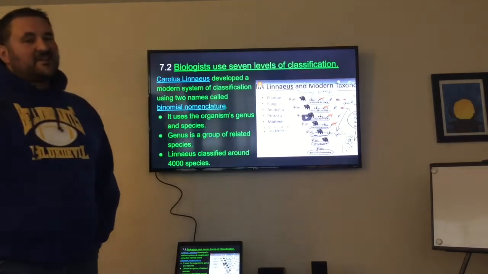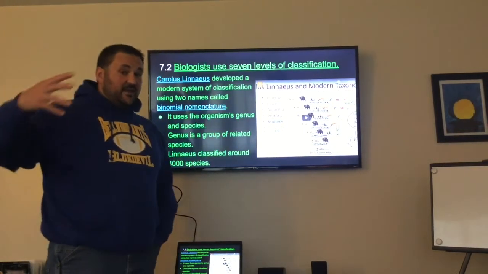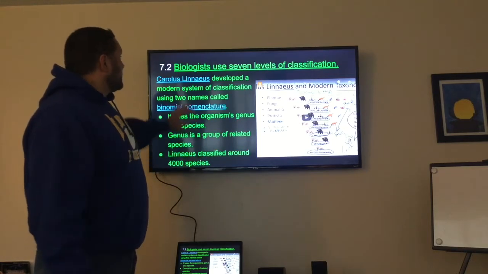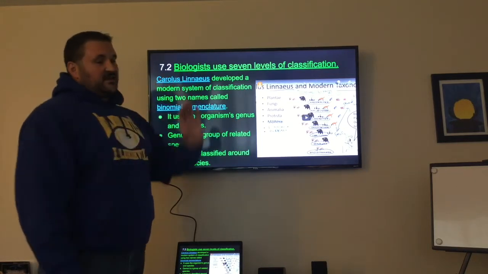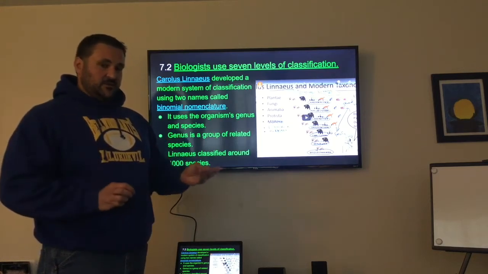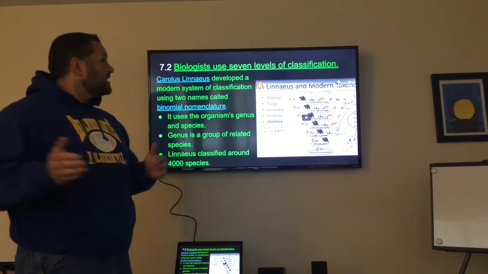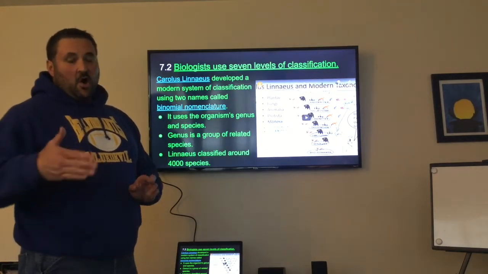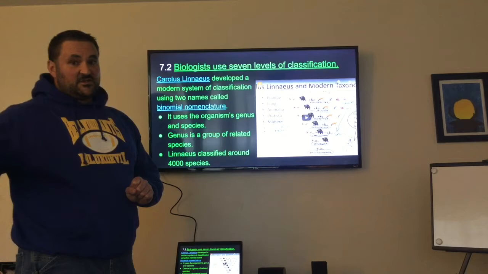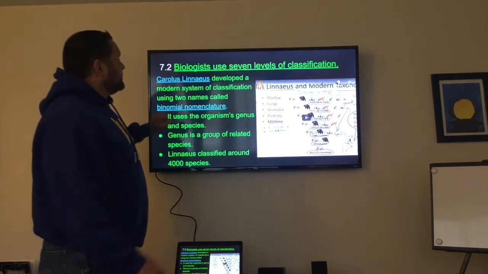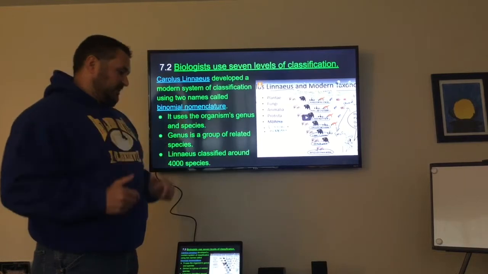Seven levels, and they actually added an extra one now. It's called domain. They've added this even since I've started teaching. That wasn't even out. The modern classification system was developed by Carolus Linnaeus, whose original name was Carel von Linne. He actually Latinized his name. All classification is written in Latin. Latin is mostly used in science today. He used the binomial nomenclature.